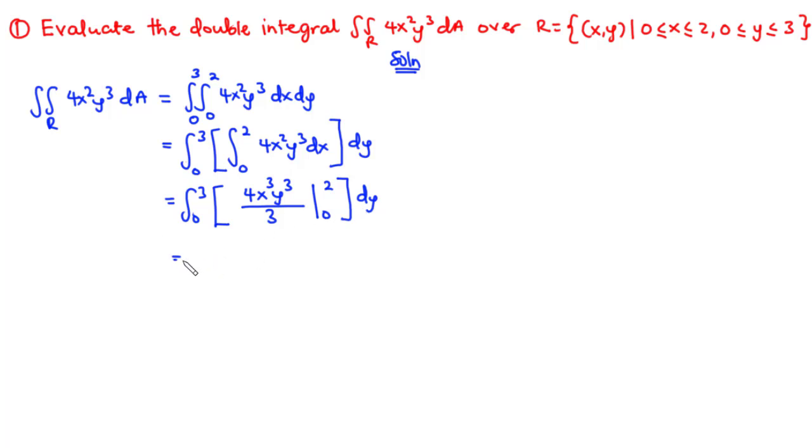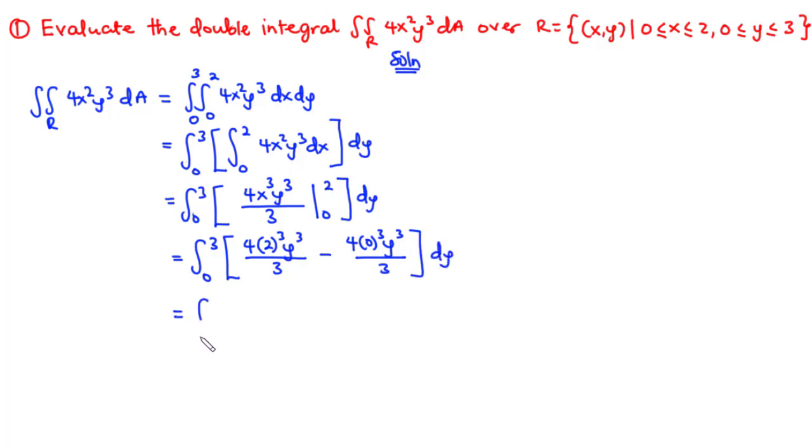Now in the next step, we are going to substitute the lower and the upper limits into this function, and so we are going to have the integral from 0 to 3 on the outside. First we input the upper limit in place of x, so we are going to have 2 cubed y cubed over 3, and then minus we input the lower limit in place of x, and then we have 0 cubed times y cubed all over 3, and then dy on the outside.